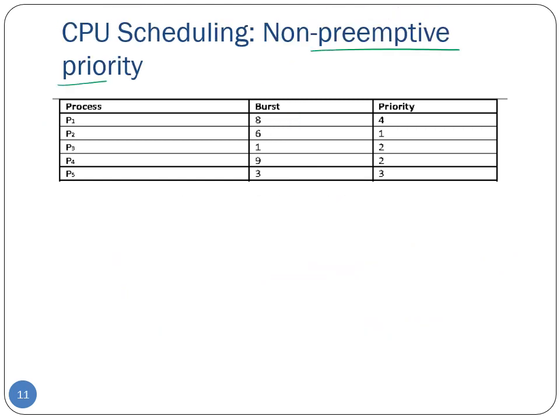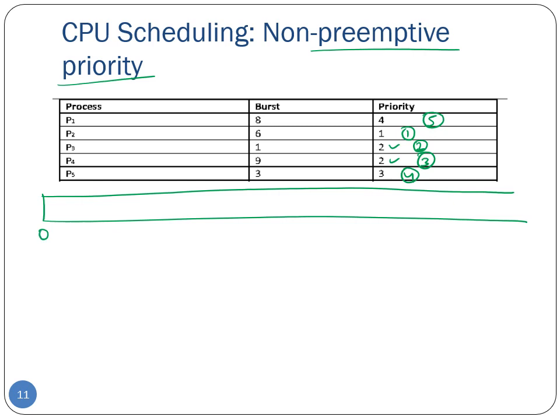Next, we have non-preemptive priority scheduling. In this case, we will assume that a smaller priority number indicates a higher priority. So for example, here P2 has the highest priority, so P2 would be scheduled first. Next, both P3 and P4 have the same priority. Therefore, in this case, we'll break the tie using FCFS. Since P3 was admitted to the system first, it would go before P4. So next P3 will go, and third P4 will be scheduled. After this, P5 has the next higher priority, so P5 goes fourth, and then finally P1 is scheduled at the end. Let's use this information to draw the Gantt chart.